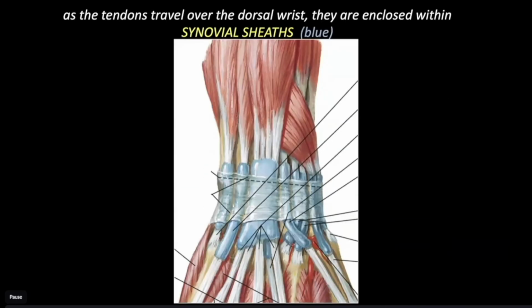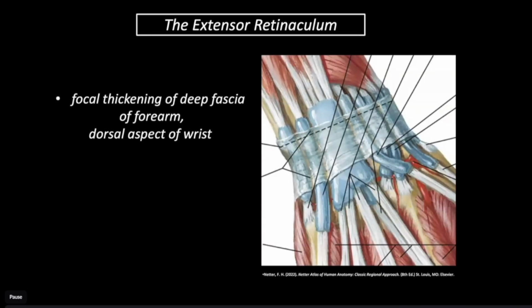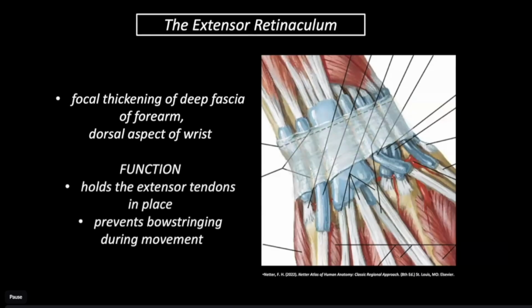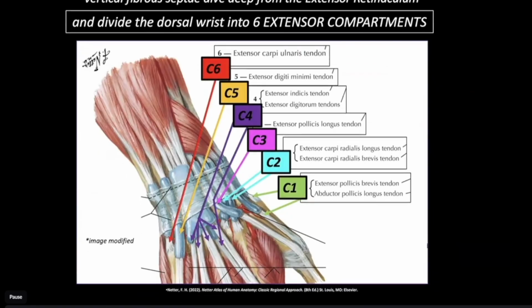As the tendons travel over the dorsal wrist, they are enclosed in synovial sheaths, which are blue in this diagram, and they're just meant to reduce friction to the extensor tendons. And there's also an extensor retinaculum, which is kind of like a tensor bandage wrapping around that dorsal wrist. It's a focal thickening of the deep fascia, and its function is essentially to hold those tendons in place and prevent bowstringing during movement. There are some vertical fibrous septa that dive deep from the extensor retinaculum, and they attach onto little bumps on the bone, and they form tunnels or compartments for the extensor tendons, and they are numbered from 1 to 6 from radial to ulnar, and I'm going to describe them all later.